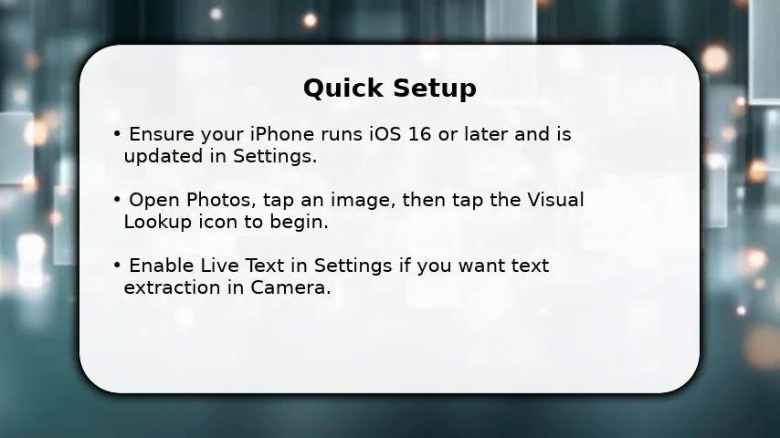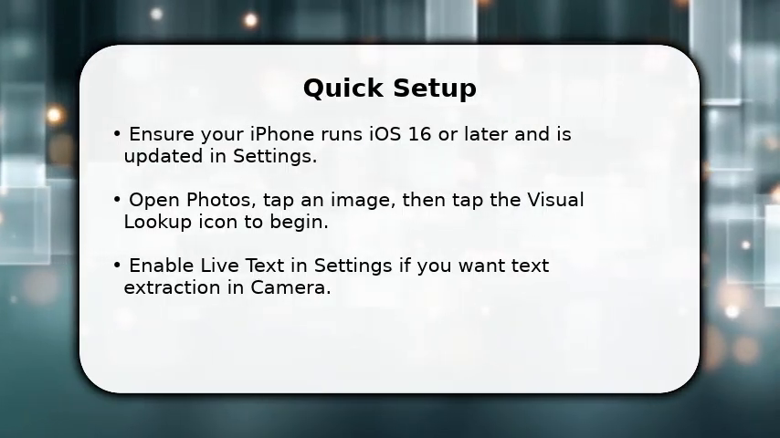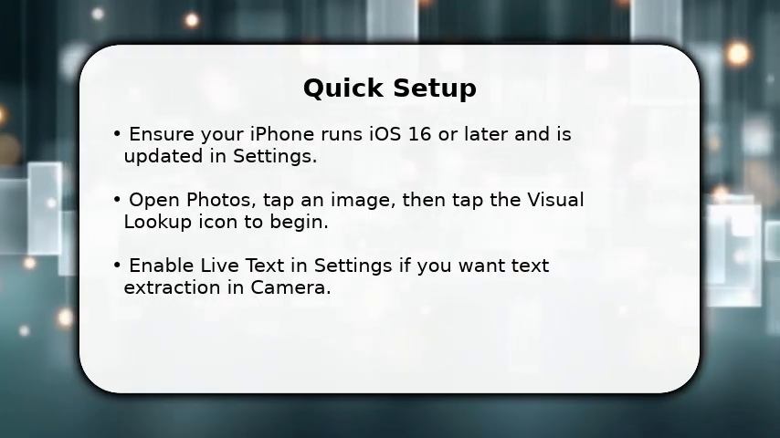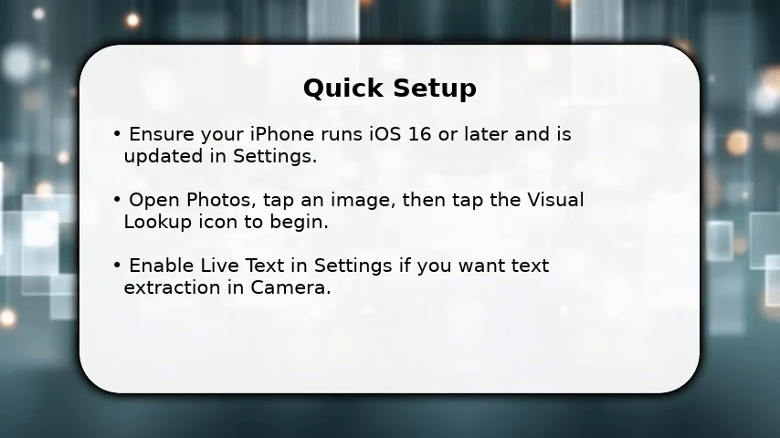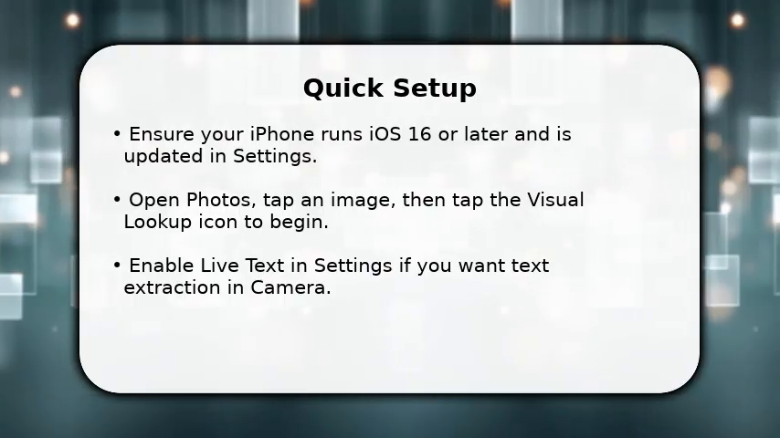Tap the Visual Lookup icon that appears near the Info button to start recognition. If you want text extraction directly from the camera, enable Live Text in settings and open the camera afterward. Updates can improve results, so check Software Update regularly for the latest improvements and supported models.